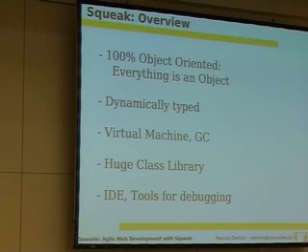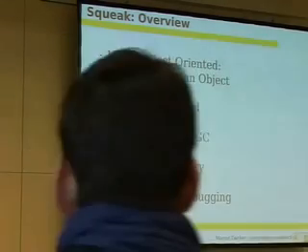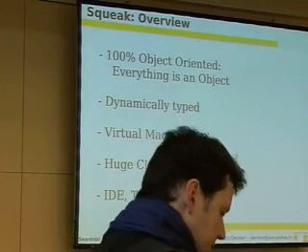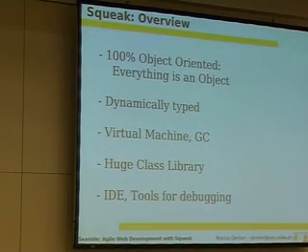It is based on a virtual machine with a bytecode system, a bit like Java, but simpler because you don't need types in the bytecode. It has a garbage collector, so you don't need to do it manually. It has a quite big class library that has a lot of stuff already done. Seaside is one example of that. And one of the most important things is the development environment and the debugging capabilities of the system.